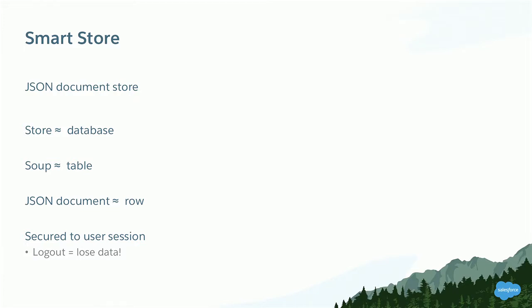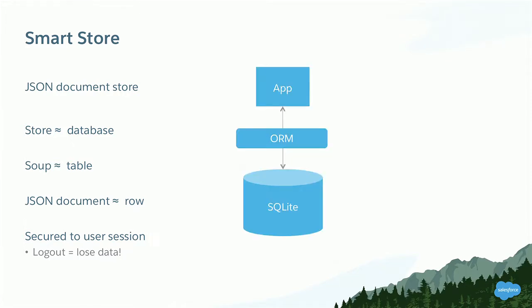Key thing about Smart Store is it's secure. It's obviously no good having this data on your phone that's secured in Salesforce if anything on your phone can then go dipping into it. So it is encrypted, and the encryption is tied to your user session, which means that if you log out and you had data on there that wasn't synchronized with Salesforce, you have lost that data. There is no way of getting it back, which is as it should be, because that data needs to be secure. So under the hood, it is an object relational mapping wrapper around an SQL-like database.